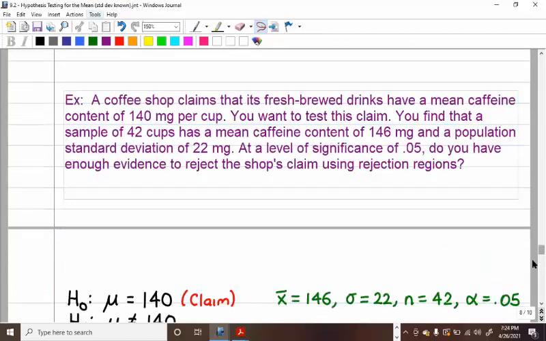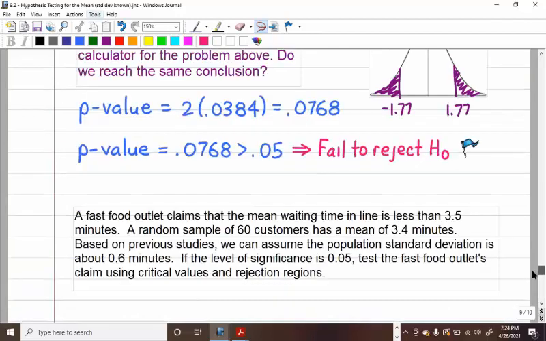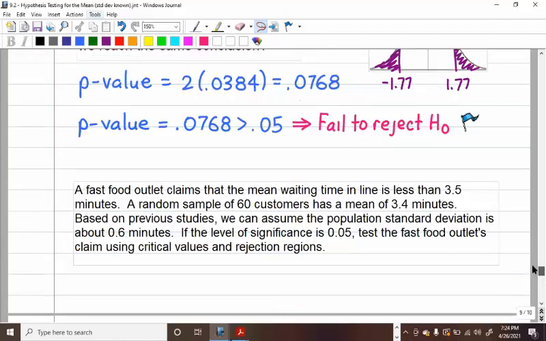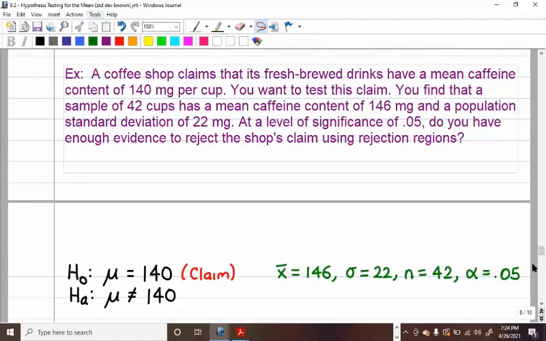All right. Should be almost done with this, yeah. Let's see. Coffee shop claims mean caffeine content of 140 per cup. All right. Of pretty much means equal. It's like is. It just would not be grammatically appropriate with the word is there unless the rest of the sentence was written differently. Have a mean caffeine content is 140 per cup. That wouldn't sound right.